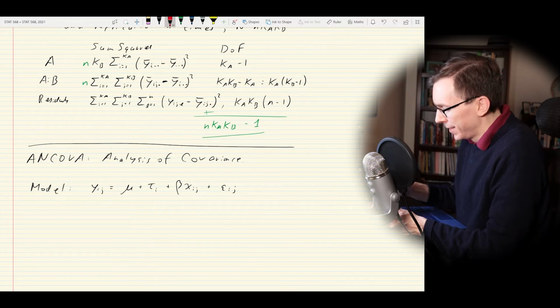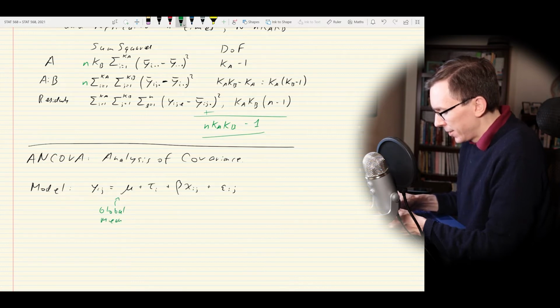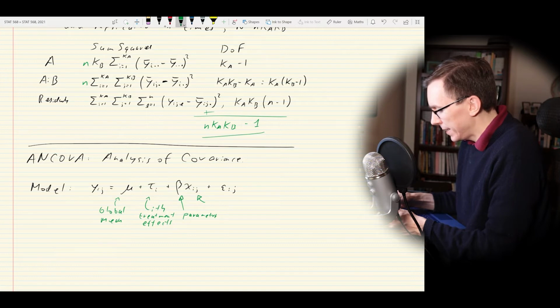So what happens? Well, okay, we have the same things we always have. We have the global mean. We have the ith treatment effect, the thing that we're actually maybe interested in studying. And then what we're going to have is beta. Beta is a parameter. And Xij is going to be the ijth covariate measurement.